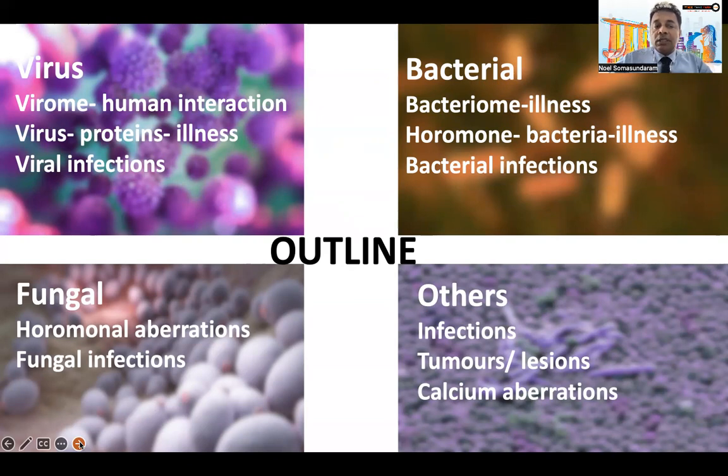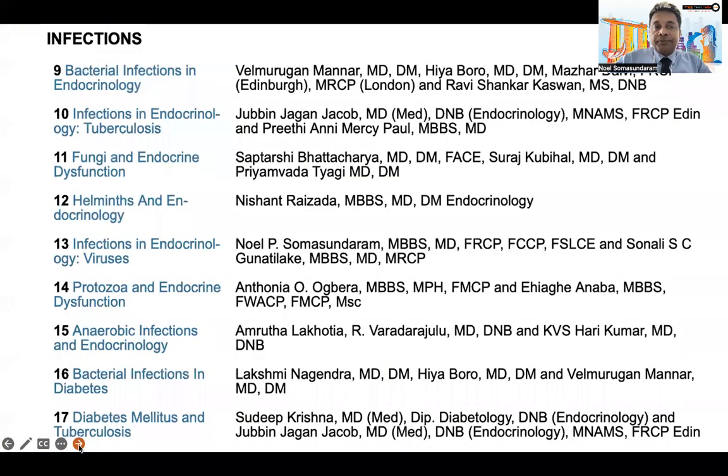I'll talk about fungal infections, particularly the hormonal aberrations that can happen with fungal infections. I'll talk about the other infections. There are numerous other infections that can occur in endocrine organs. I'll talk about some of the space-occupying lesions that we tend to see in pituitary, adrenal, etc. I'll talk finally about calcium aberrations that can occur in infections in general, and then I will stop.